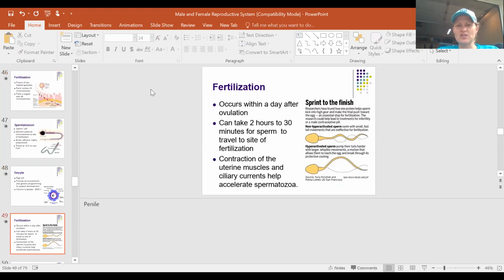So with fertilization, you want to make sure you realize that sperm can live for a day or 2 in the woman, but a woman's egg is only going to last 12 to 24 hours.